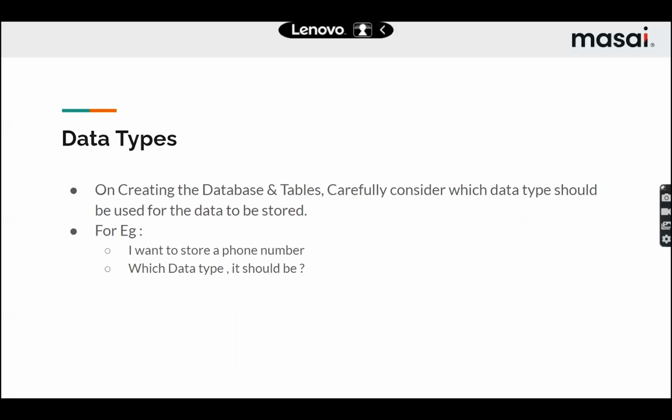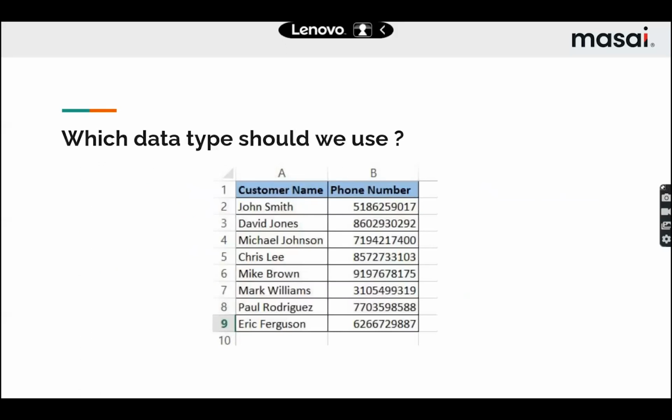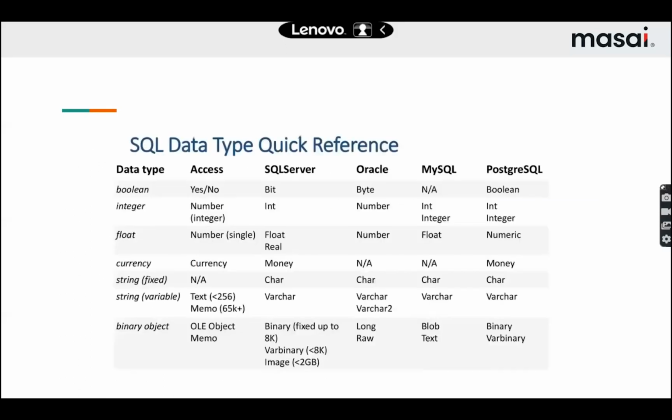Suppose I give you an example: I want to store a phone number. Which data type should it be? In which data type should I store it in our database? Let's get back to this table and think about which data type to use. In your mind you will feel that integer will work, because I need to store a 10-digit number.